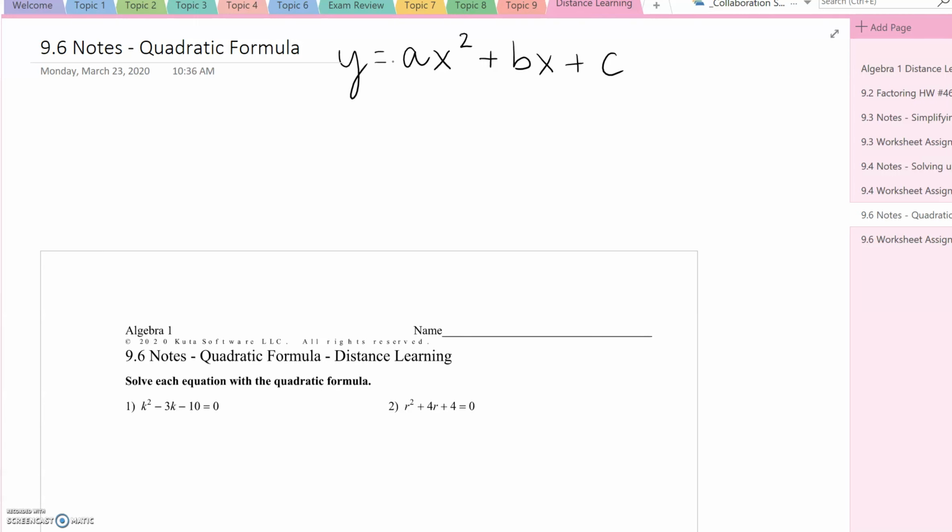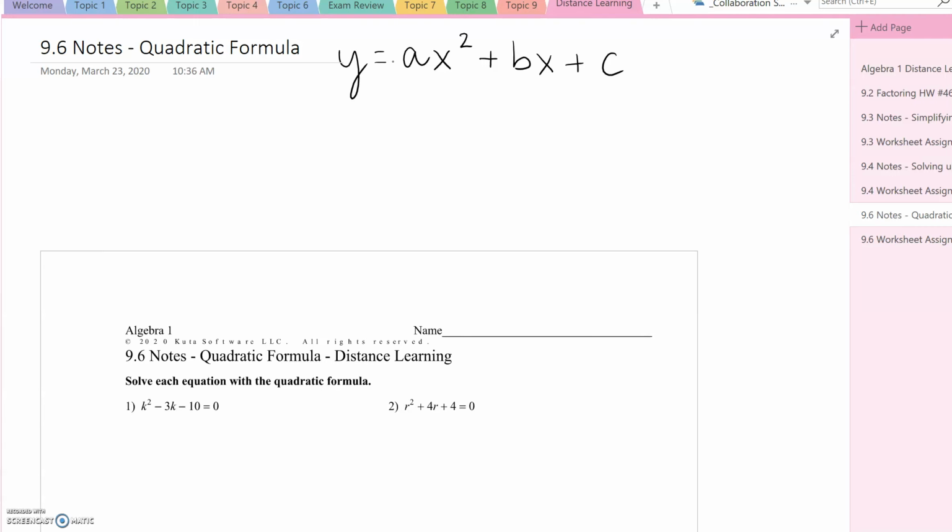One way we can solve quadratic equations, and remember, solving quadratic equations is what we've been focusing on in chapter 9. We've solved quadratics by graphing them and finding their x-intercepts. We've solved quadratics by factoring. We've solved quadratics by square rooting both sides. So our final method for solving quadratics is using the quadratic formula.